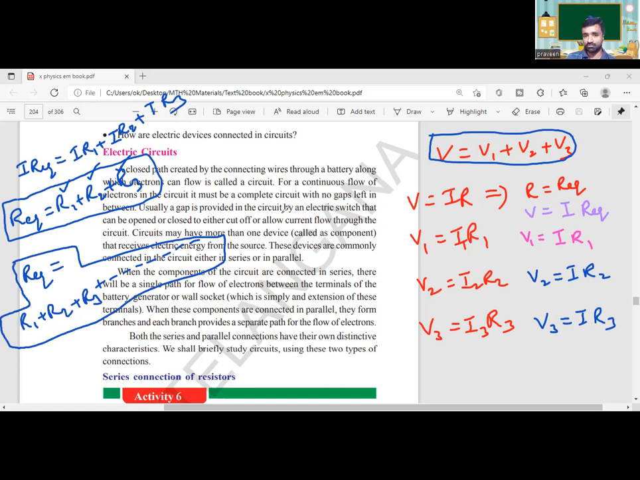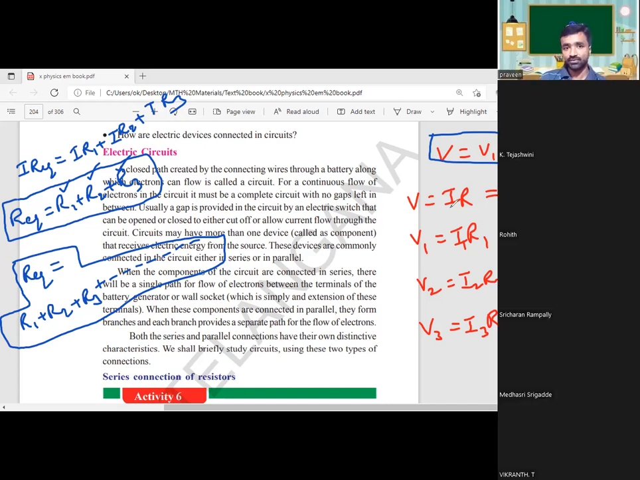Are you clear about this formula derivation? Give a quick reaction. I used one logic: I measured the voltages through the individual bulbs and tried to establish a relation between the voltages by observing the values. So the voltage given by the battery is the same as the combination of individual voltages of the bulbs, V1, V2, V3, by the first bulb, second bulb, third bulb.